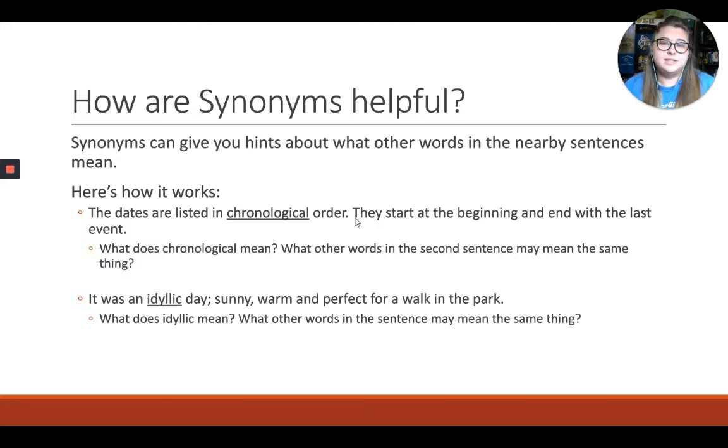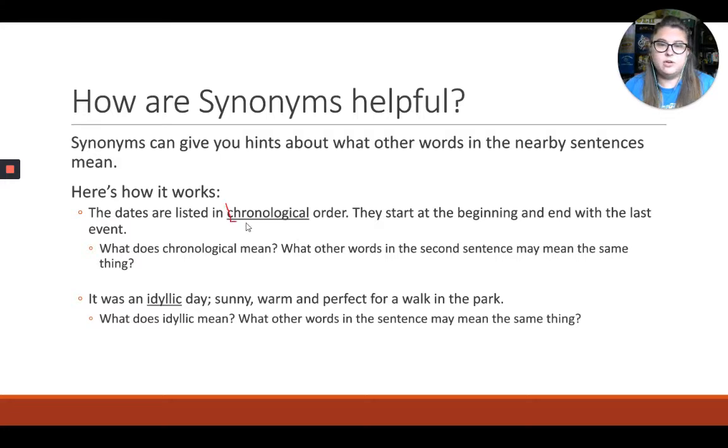So if I read the second sentence, I see they start at the beginning and end with the last event. That sounds like a kind of order. So I'm seeing that order is kind of a synonym here with beginning and ending with the last event. So I think that chronological might have to do with the order that events are put in. And that's actually exactly what it is.